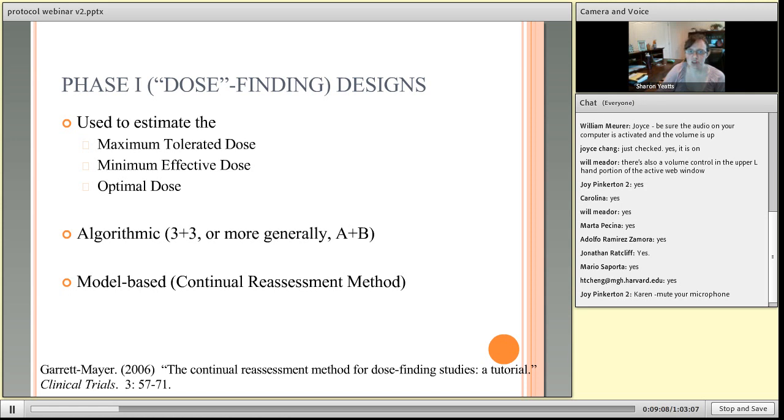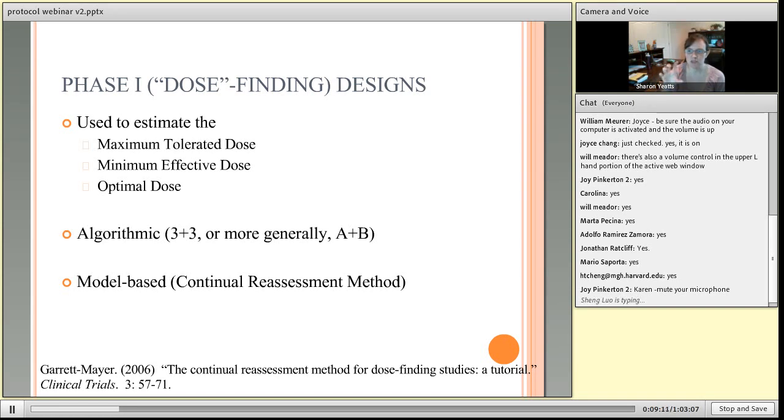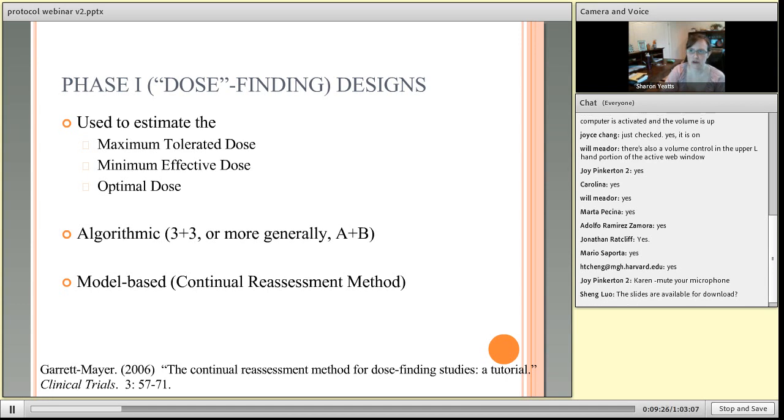These designs are nice in that the algorithm can be very clearly specified in a flow chart that can be decided on at the beginning of the study, and you just follow the flow chart. As you enroll patients, you observe whether or not they have a dose-limiting toxicity event, and you just follow the flow chart to decide what to do next. The problem with those designs is that it's not very statistically efficient, okay?